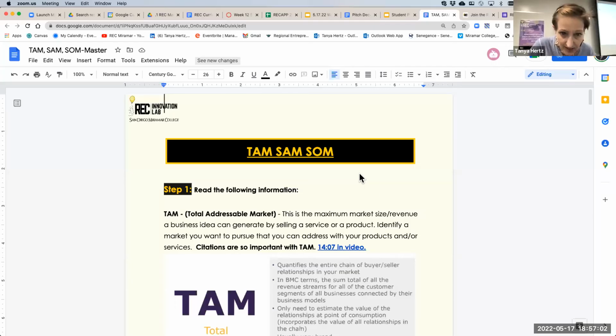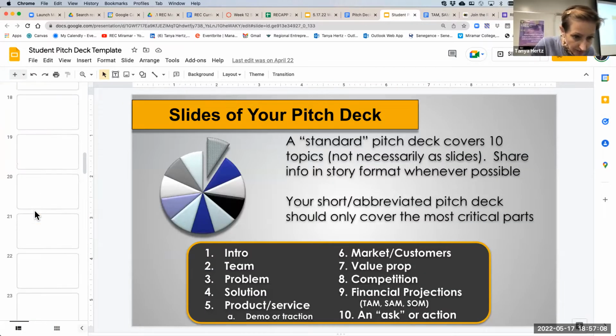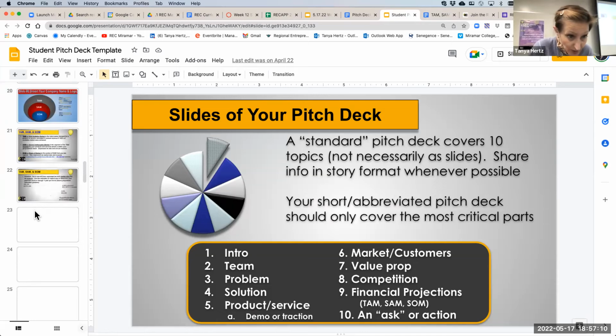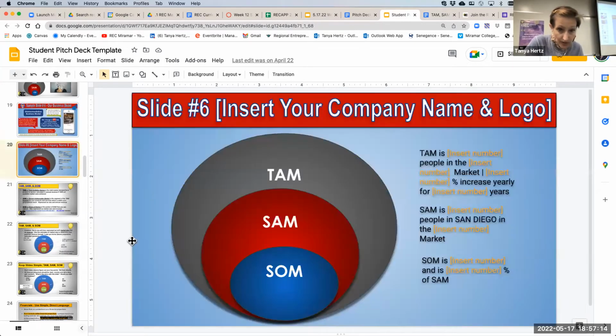Now, TAM, the first one of TAM, SAM, and SOM. I'm going to show this again. The first one of TAM, SAM, and SOM is the only one that you can usually find online without doing anything, right? That's something that you should be able to Google. Here we go, TAM, SAM, SOM. You should be able to Google and get something pretty well cited, that you can easily support.